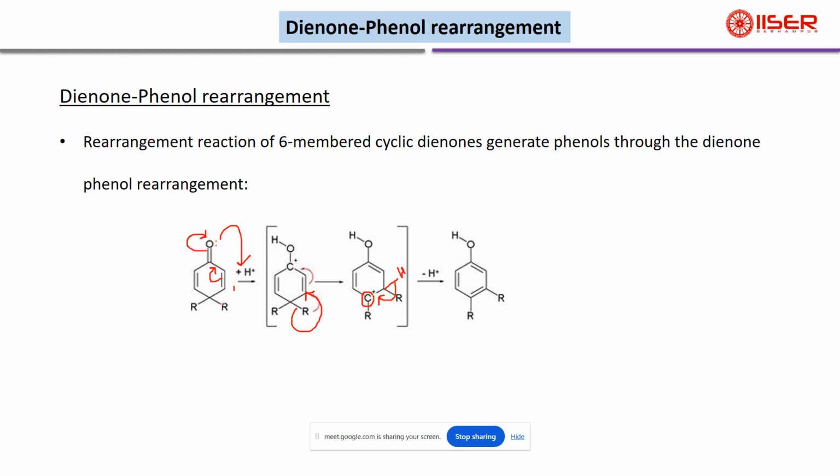Then the adjacent R group migrates, shifts, and through H plus elimination, like aromatization, we get this phenol.